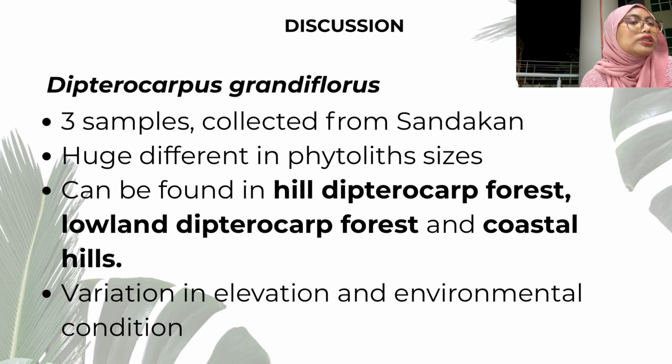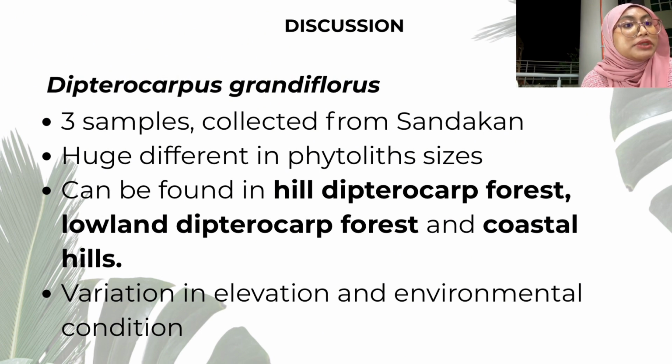The last one is Dipterocarpus grandiflorus. There are 3 samples that were collected from the same herbarium at Sandakan, and we can see such a huge difference in phytolith sizes. This species can be found in 3 different regions: hill Dipterocarp forest, lowland Dipterocarp forest, and coastal variation. These 3 regions show differences in elevation and environmental condition. So this explains why we can see such a huge difference in phytolith sizes, even though they come from the same species.